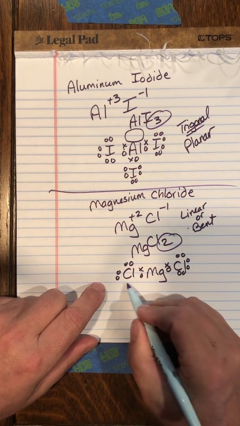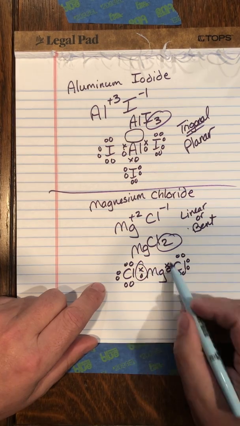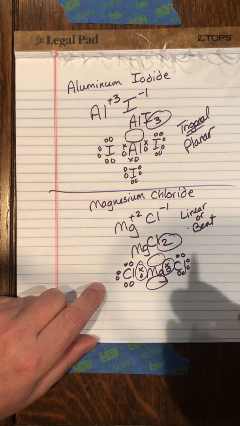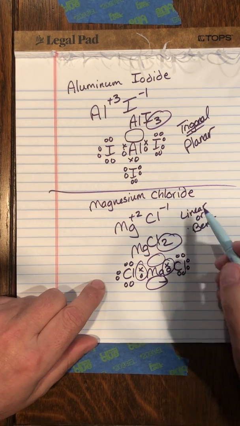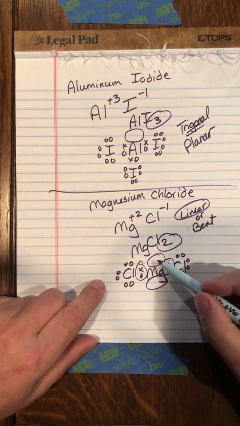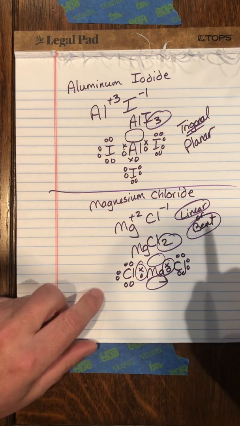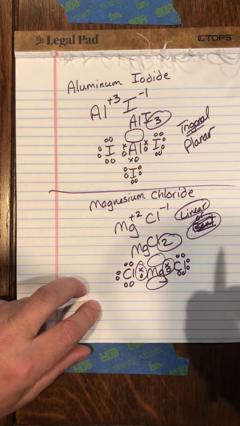And I know you've already seen it. Shared pair, shared pair. So you look on the top and the bottom, and there's not a darn thing. There is nothing. Okay? That means it's linear. If there would have been pairs top and bottom, then it would have been bent. But the answer to this one is linear.